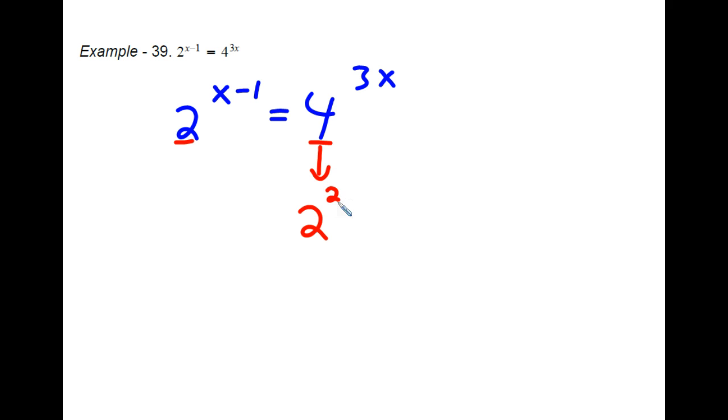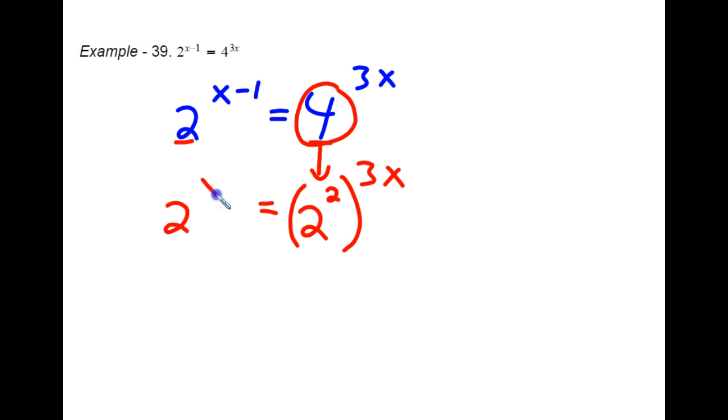So now both sides have the same base, but we have to be careful here because this 4 is getting raised to the 3x power. So when I go to rewrite it as 2 squared, it still needs to get raised to the 3x power. Right. On the left-hand side, I'm not doing anything with that, so I'm just going to copy that down. But now we have the same base.